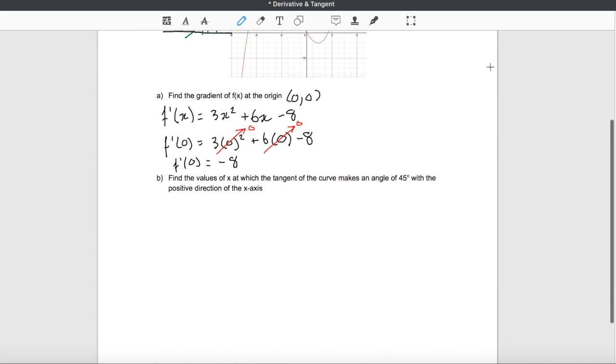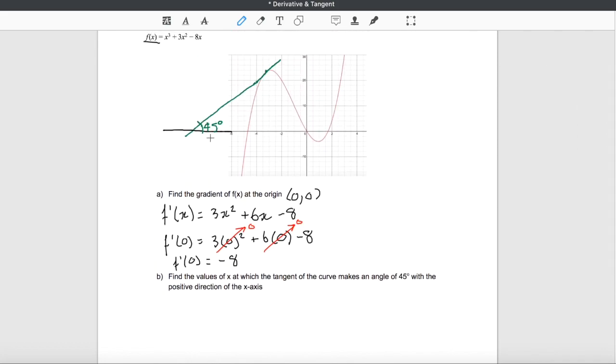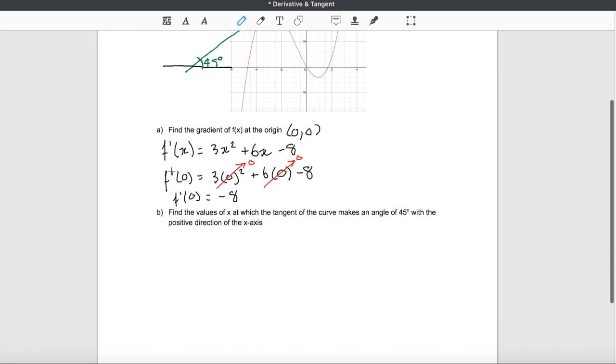So what we need to do is set the derivative equal to tan of 45 degrees. So we've got f dash x equals 3x squared plus 6x minus 8. And what we need to do is set that equal to tan of 45 degrees.